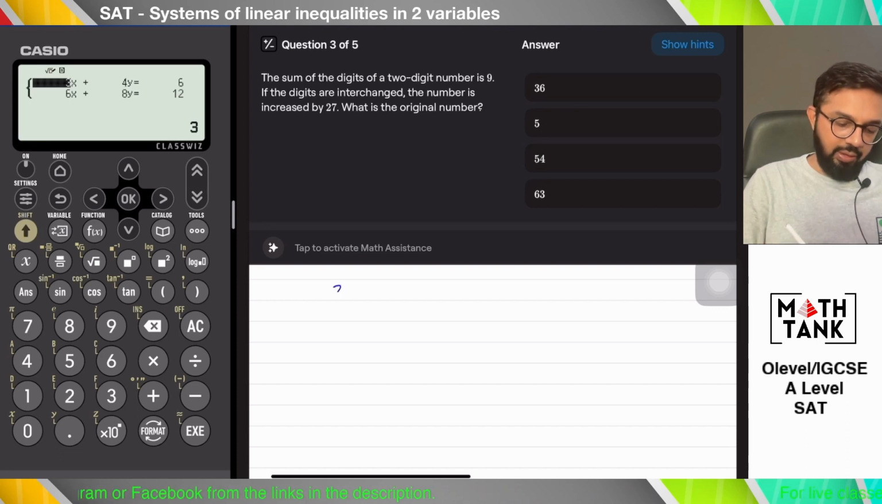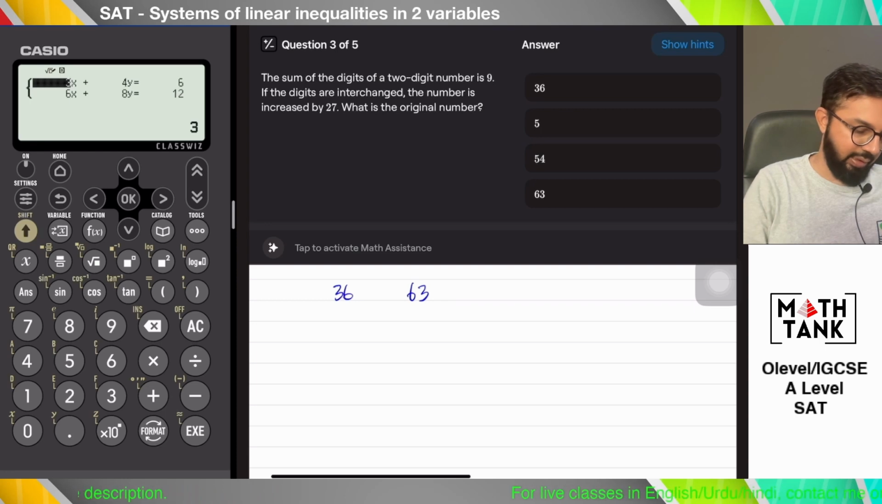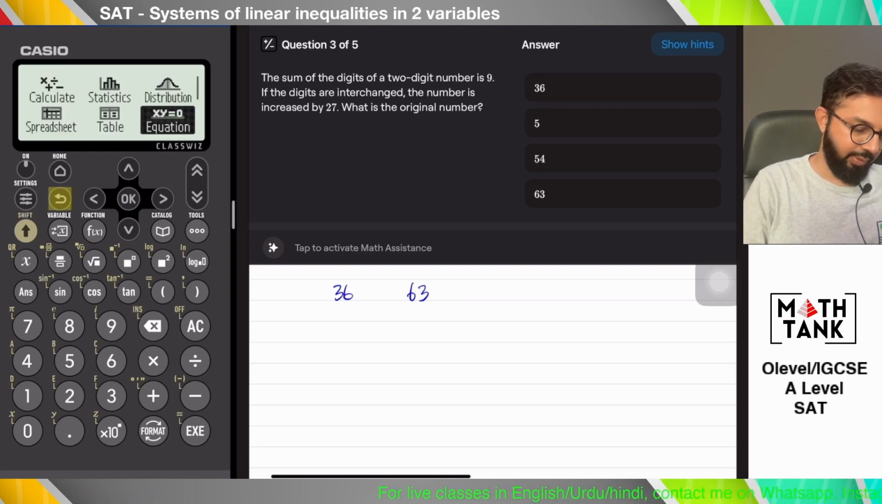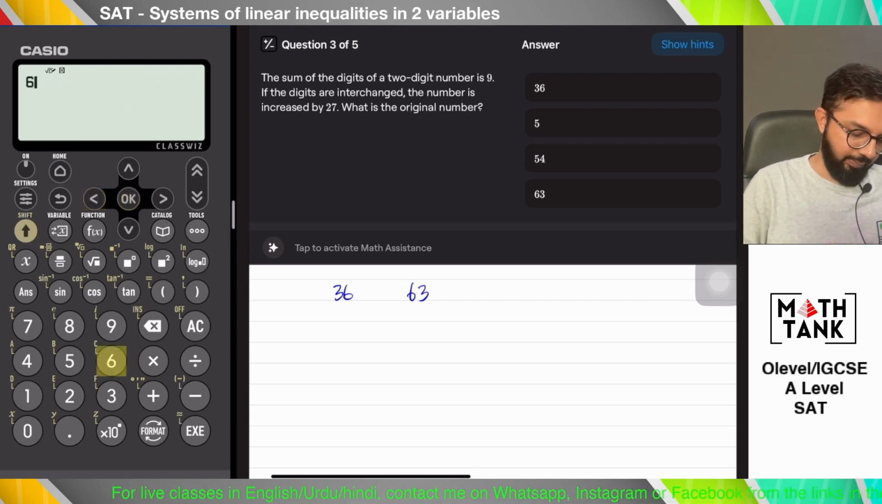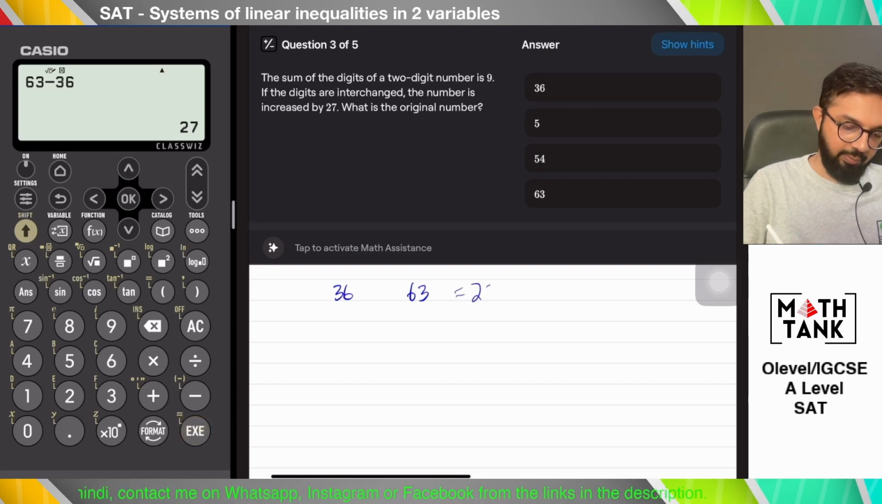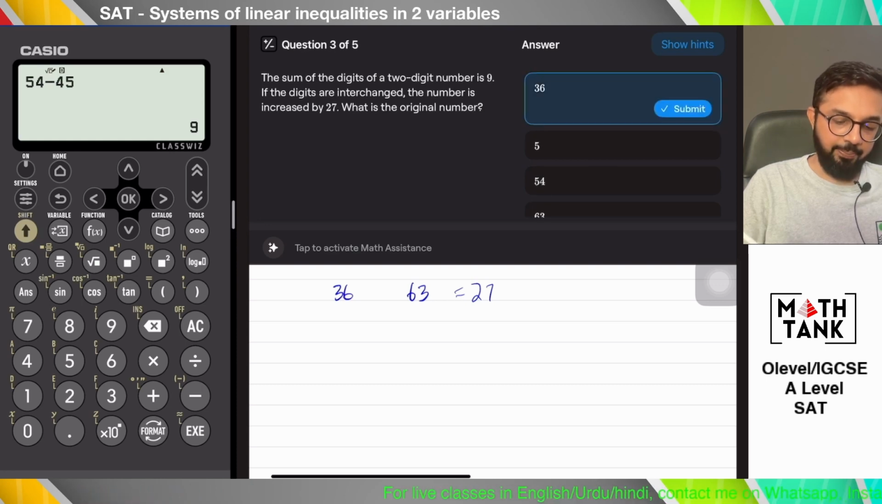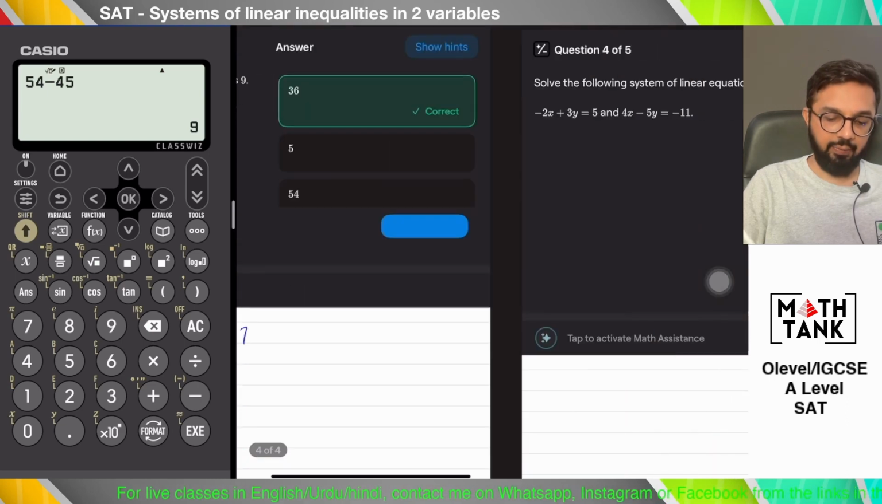Okay, so if the number is 36 and the new number is then 63, the difference is 27. Let's see if that is true. 27, that sort of works. Let's see if the other numbers work. 54 minus 45 doesn't work. And the smaller number has to be 36. It can't be 63. Why? Because when the numbers are interchanged, the number increases by 27.